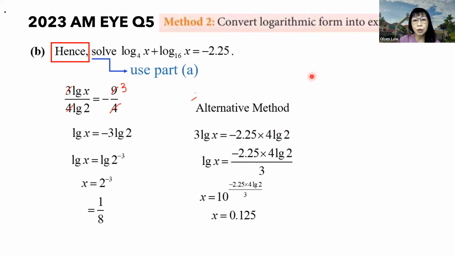This second method of solving equations will require us to know how to solve the equation by changing the log form into the index form. Exponential form is also known as the index form. So what do I mean by this? Not too sure how many of you are actually familiar with this. Give me a while.